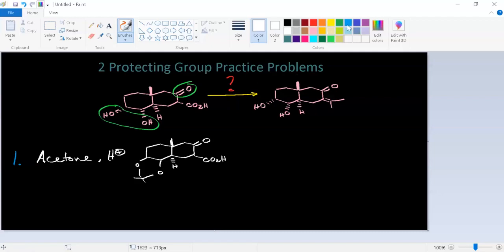For the second thing, we should protect that carbonyl. We can selectively protect the carbonyl without affecting the carboxylic acid by using ethylene glycol. Ethylene glycol will not affect carboxylic acids, but it will affect ketones. So here's your ethylene glycol, and we run this with some acid. That will get us everything we already have, plus this group protected.